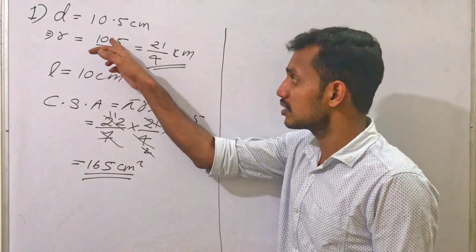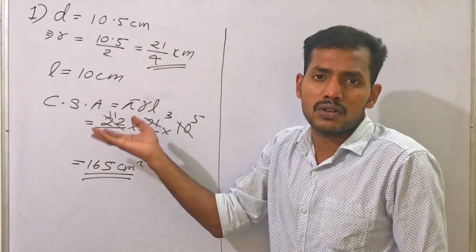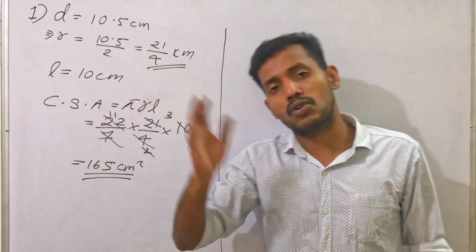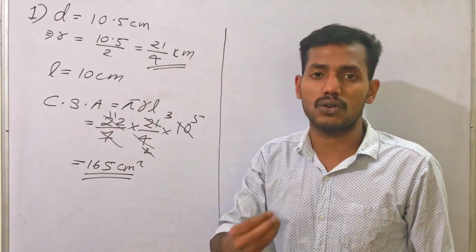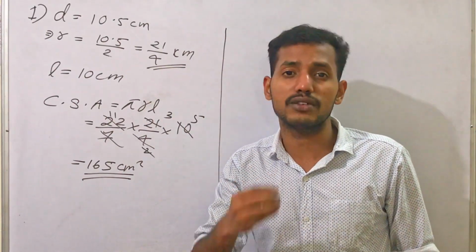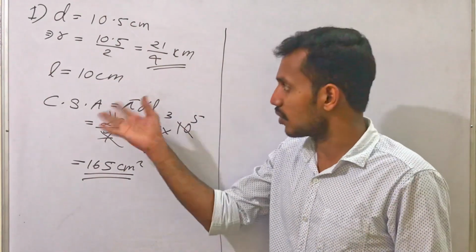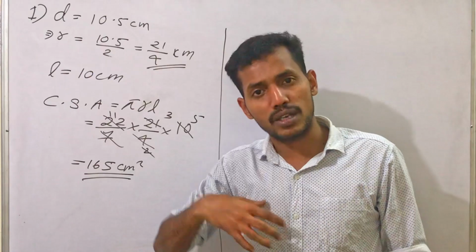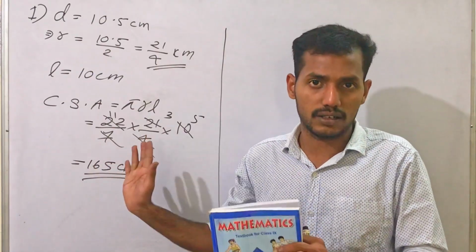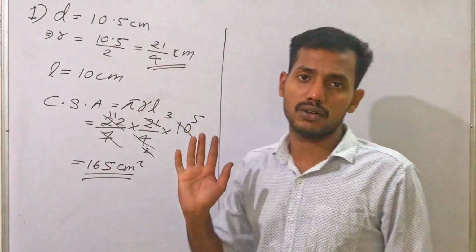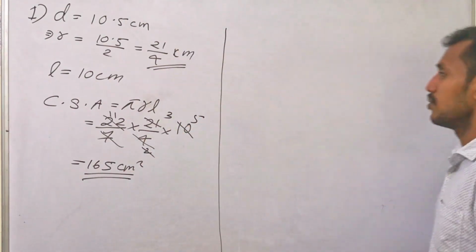Remember, here I converted this decimal into a fraction. It is not necessary that we follow the same way. For numerical calculations, you can follow whichever method is convenient for you. This is the most convenient way for me, so I follow this way. Clear? So whichever is the easiest way for you, you can do like that. It is not necessary to follow the same procedure.